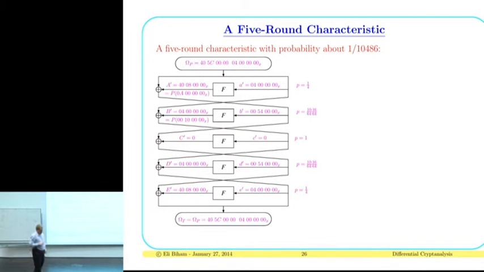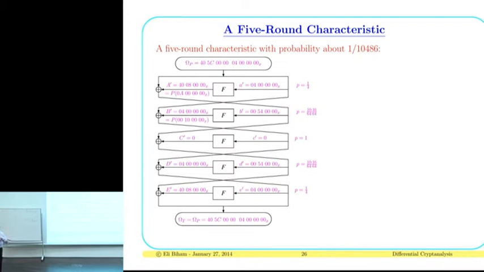Actually, this is the characteristic that we'll use later to show you how to find keys of 8-round reduced DES. This is not the highest probability characteristic of DES. There is one with a higher probability, about 1/9956 or something like that. But due to various details, it's less useful. So, any questions still here?